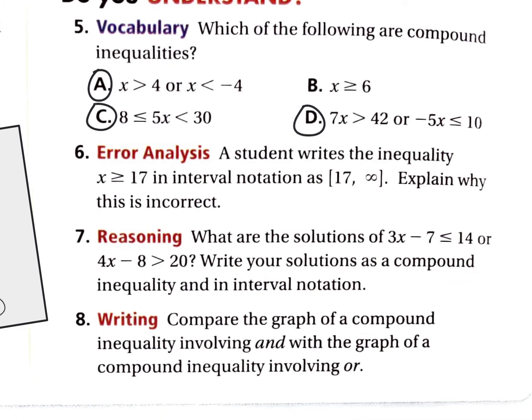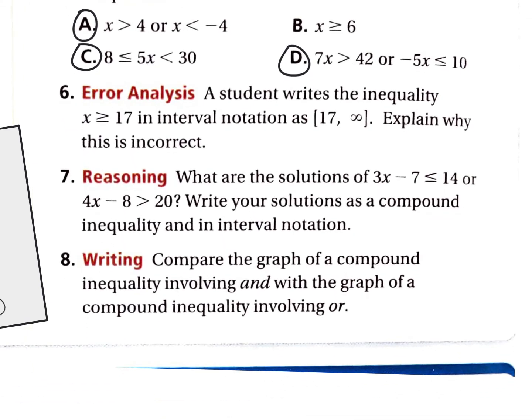Number 6, it says the student writes the inequality in interval notation, bracket 17, comma, infinity, bracket. Explain why it's incorrect. It's incorrect because a bracket indicates that a specific number is part of the solution. With infinity, it means it keeps going without end. So anytime we're using infinity or negative infinity, we should put parentheses next to it.